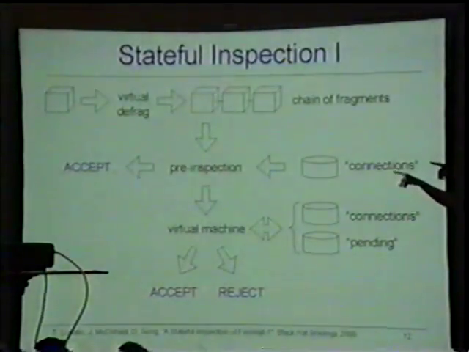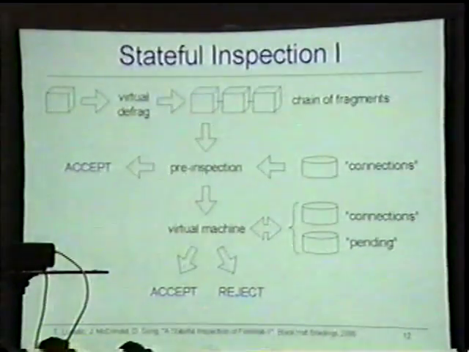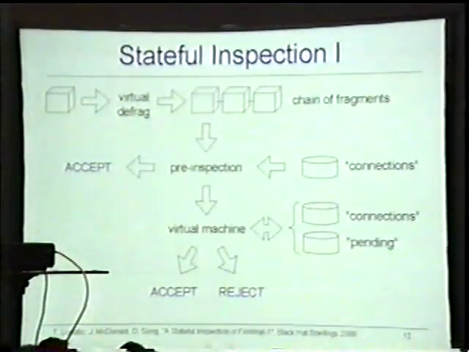If pre-inspection does not accept the packet, then the whole packet, or the chain of fragments, is passed to the virtual machine. The virtual machine executes the inspect code that has been generated from the rule base. From the rule base, inspect code is generated and compiled. It's a RISC-like machine code, and this is executed by the virtual machine. The virtual machine basically represents the rule base, and if the chain of fragments meets the rule base, a corresponding entry is made in the connections table. So this is the simple case.